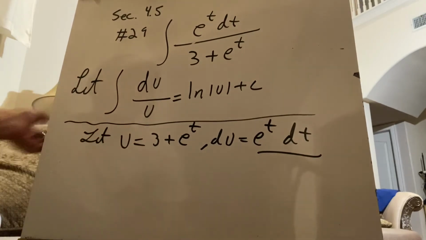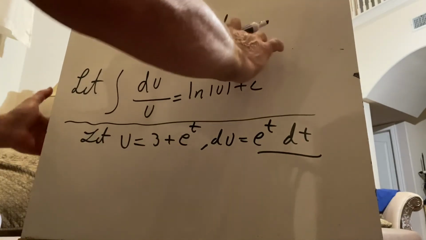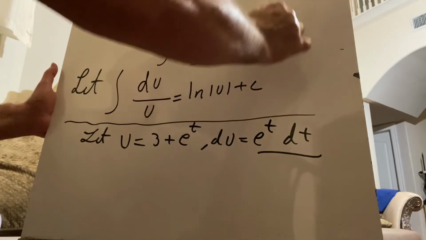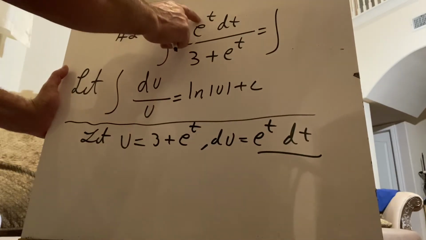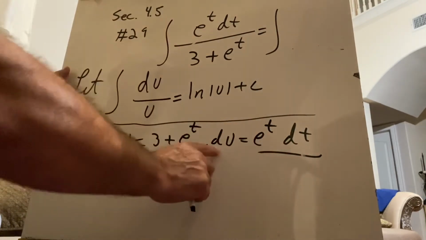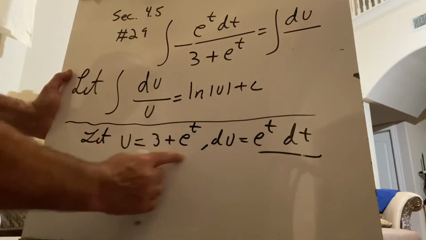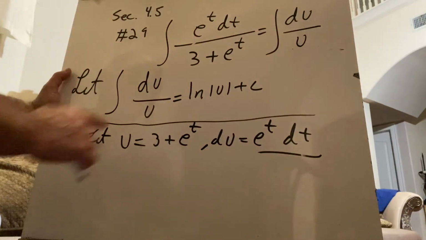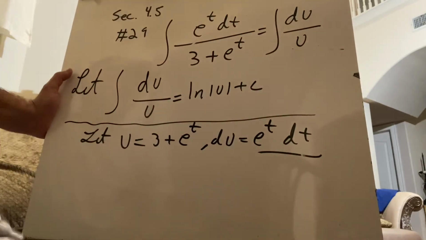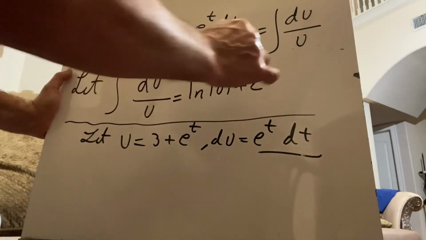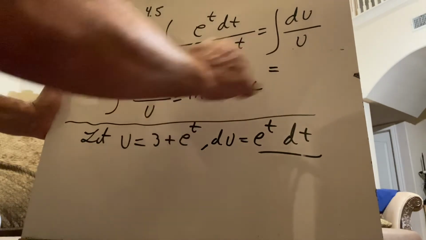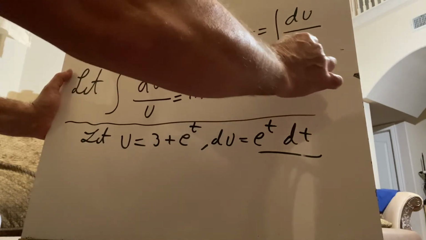So let me start from up here. Now we can rewrite all that in terms of u and du. e to the t dt is the same thing as du in our case, and 3 plus e to the t is what we called u. And there it is, there's your beautiful match, your same expression. So now we can apply the rule, which says this is the natural log of absolute value of u plus c.